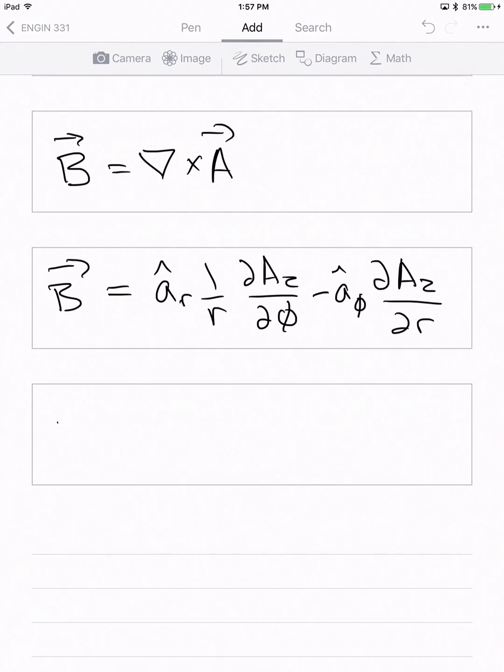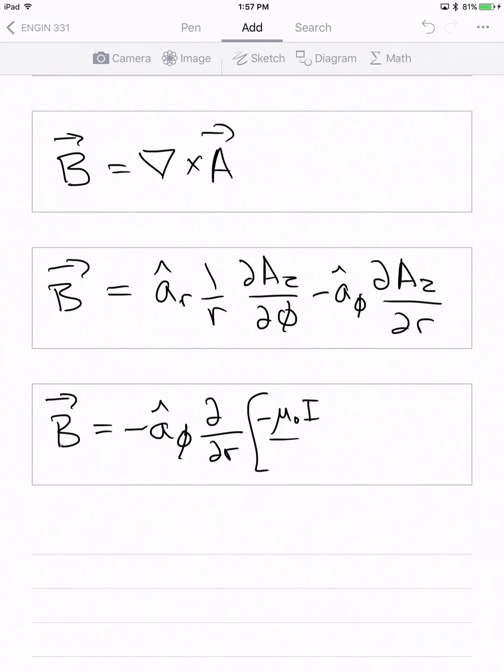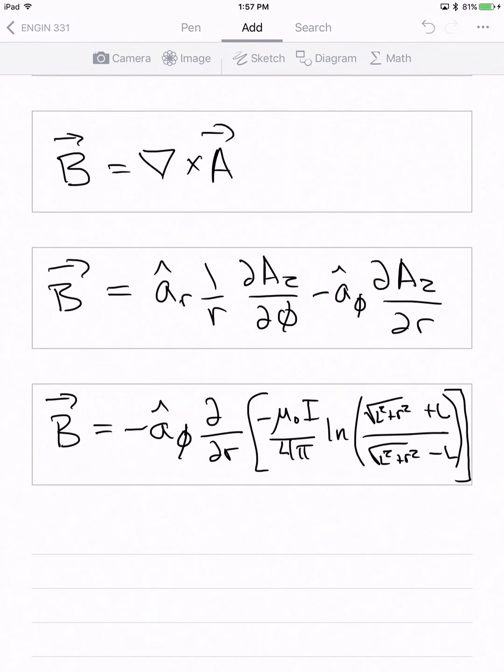In that case, B is just going to be minus a hat phi, the partial derivative with respect to r of all that stuff: minus mu naught I over 4 pi, ln of the square root of L squared plus R squared plus L, over the square root of L squared plus R squared minus L. There, just barely had enough room for my parentheses that time.